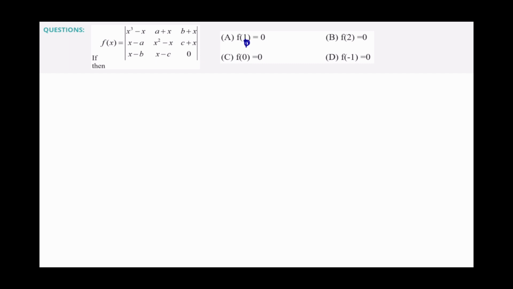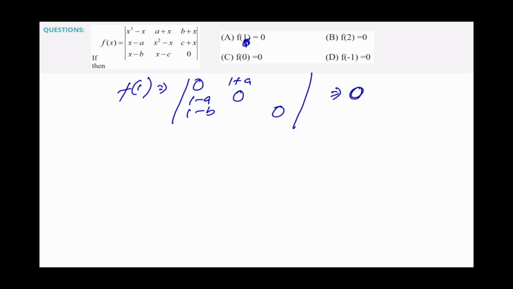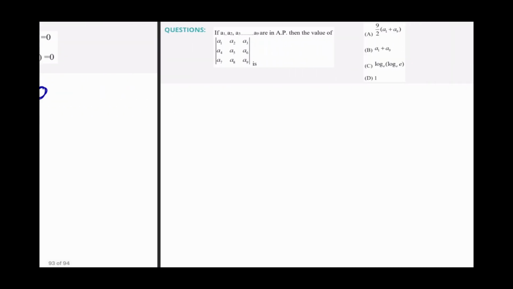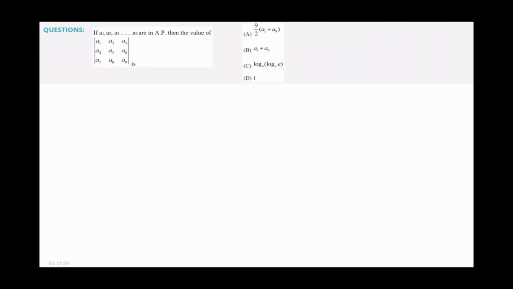f of x is equal to this big determinant they have given. Now they're telling that f of 1 is 0. So put 1, what is there to worry? If you see here, 0, 1 minus a, 1 minus b, 1 plus a, again 0 and 0. So it is skew symmetric. The value of a skew symmetric determinant will be 0. Now if I check for 2, it won't be. So 1 will satisfy, so f of 1 is only 0. Correct.